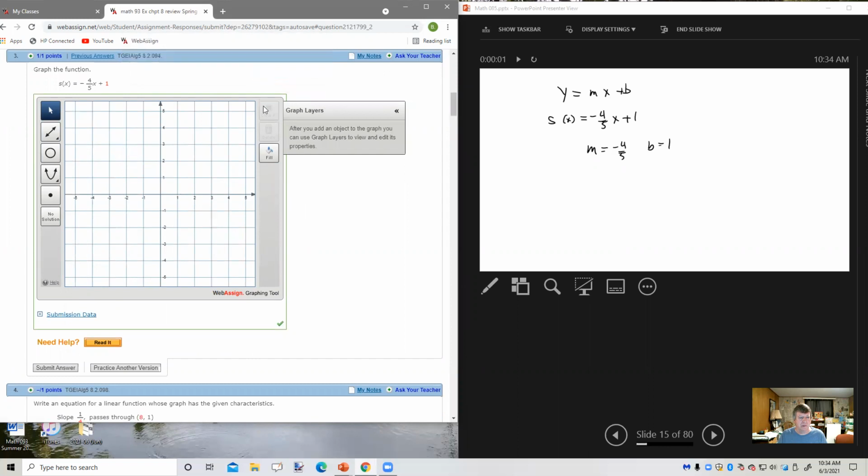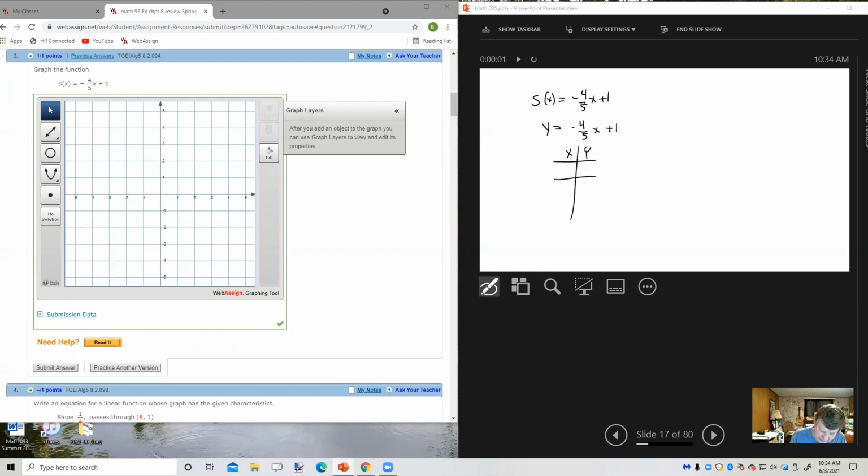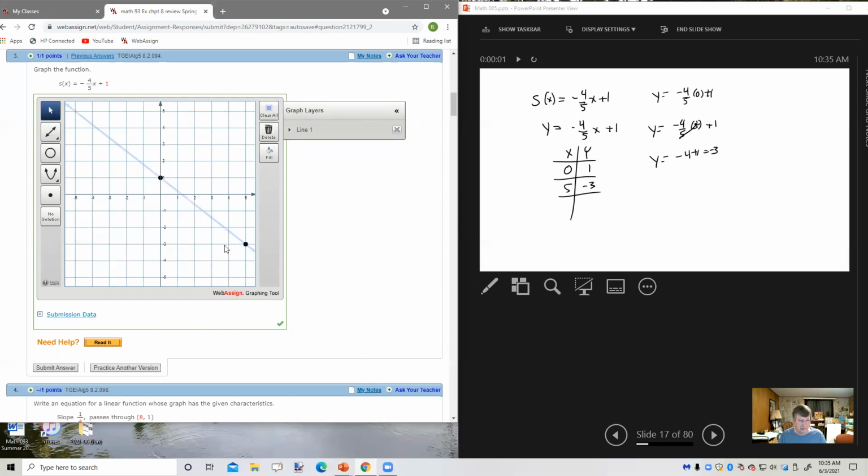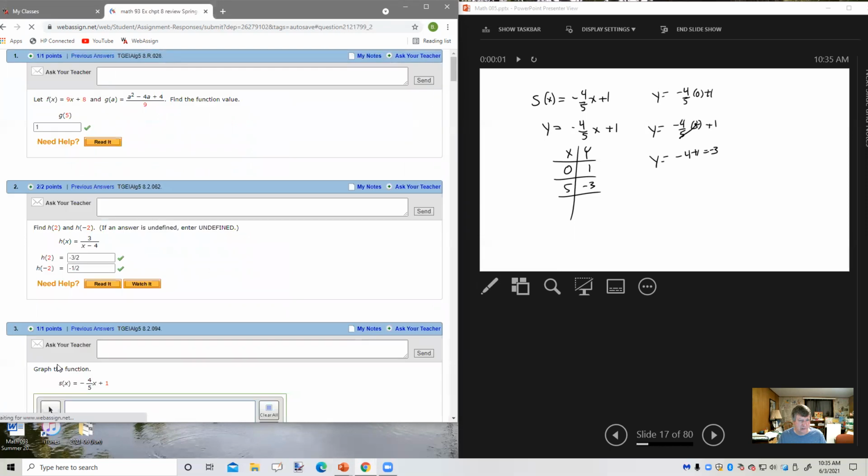Another way you could graph this same thing would be to find 2 ordered pairs. So you could say, using s of x equals negative 4/5 x plus 1, you could think of that as y equals negative 4/5 x plus 1. And let's see, how about if we let x equal 0? Y would be negative 4/5 times 0 plus 1, which would be 1. So you'd have the point 0, 1. And how about if we let x equal 5? That gives us a nice number here because the 5's cross out. So then we get negative 4 plus 1, which is negative 3. Okay, so doing it this way, 0, 1, and 5, negative 3. And we can do it that way.